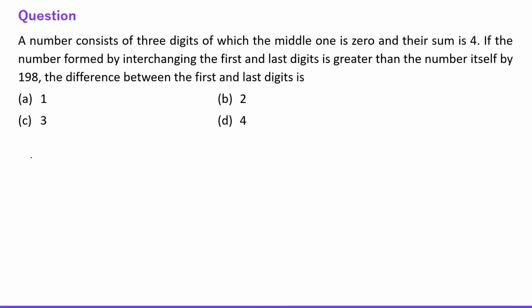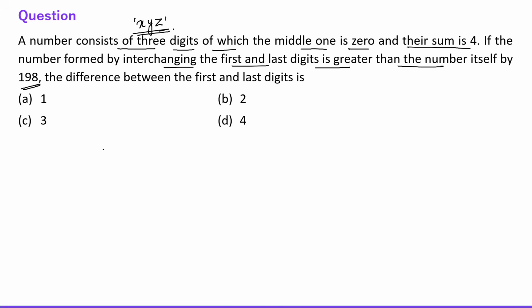Now we are getting another question. The next question is: a number consists of 3 digits of which the middle one is 0 and their sum is 4. See everyone, here it is a 3-digit number. Let's say it is XYZ. If the number formed by interchanging the first and last digit is greater than the number itself by 198.